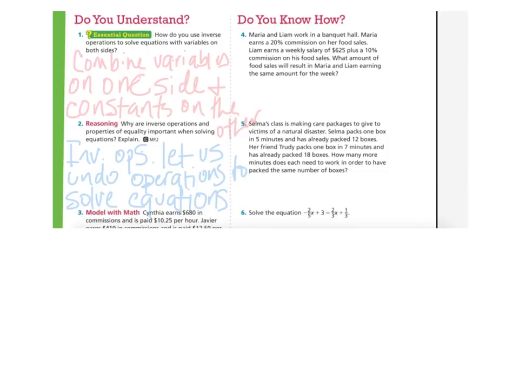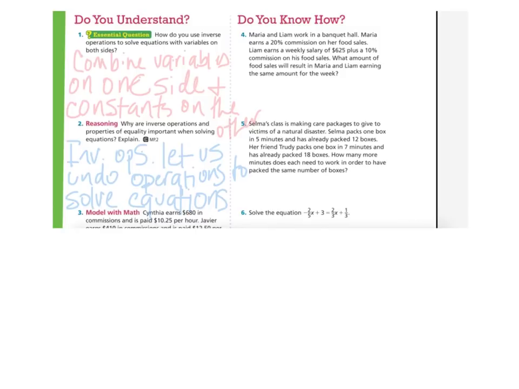All right, let's work on question number 4 here real quick. All right, so question 4 is about Maria and Liam. Maria earns a 20% commission on her food sales. Liam earns a weekly salary of $625 plus a 10% commission on his food sales. Right, this is a lot like example number 2. What amount of food sales will result in the two earning the same amount?